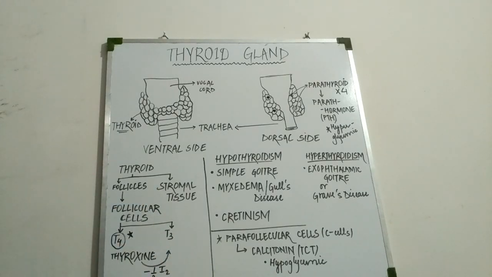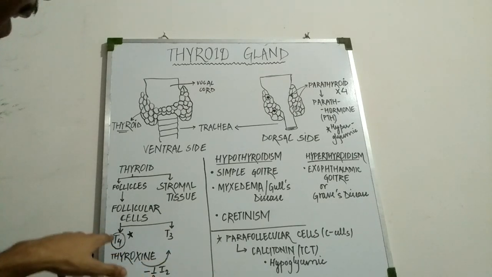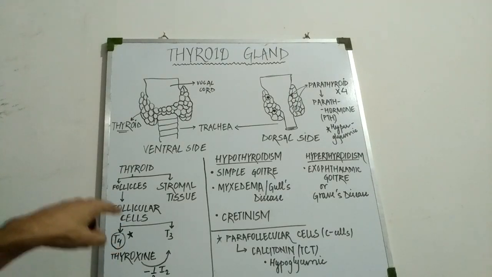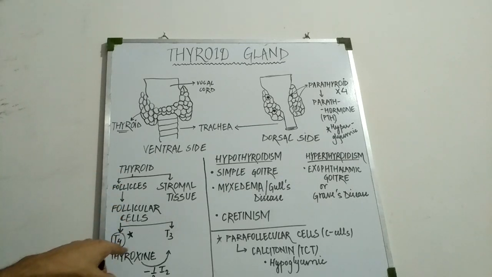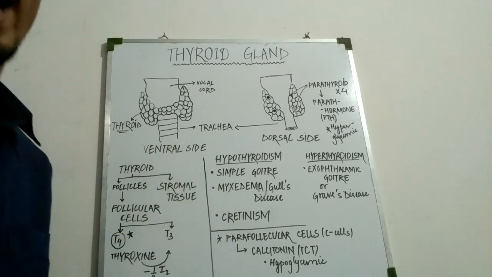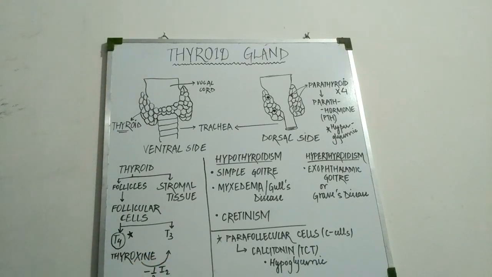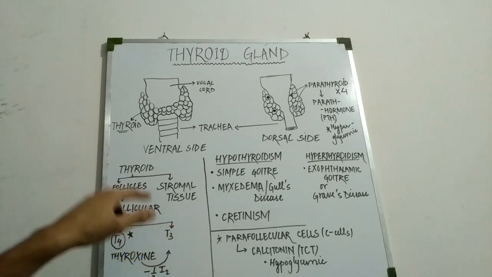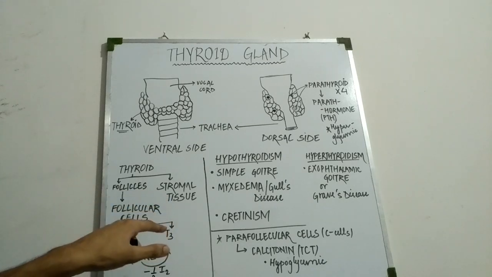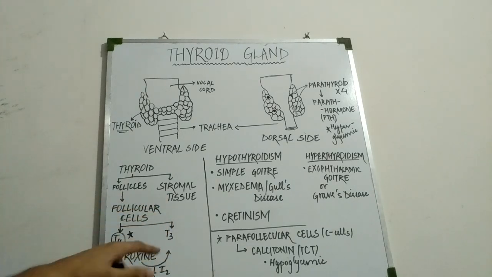The only difference you need to know between T3 and T4 is that T4 contains 4 iodine atoms, and T3 contains 3 iodine atoms. That's why they are named tetraiodothyronine and triiodothyronine. Another difference is that thyroxine is less metabolically active compared to T3. So T3 is more metabolically active. Remember, T3 is always more metabolically active. It is mentioned in the NCERT and it's very important.